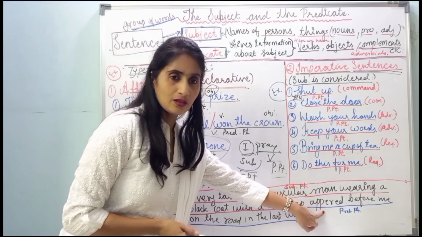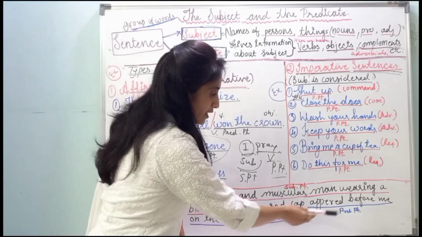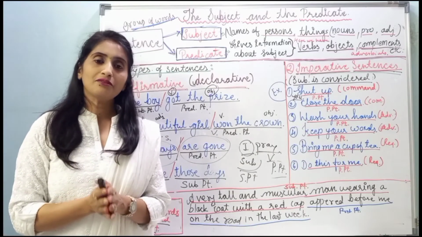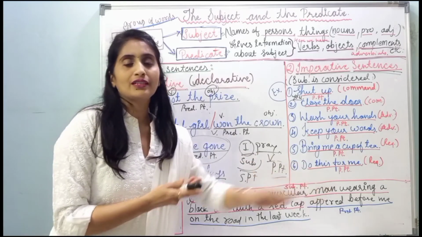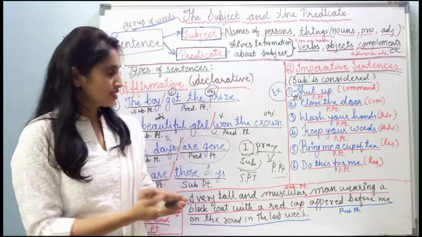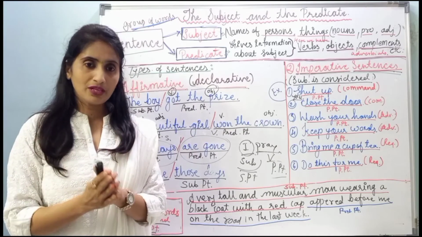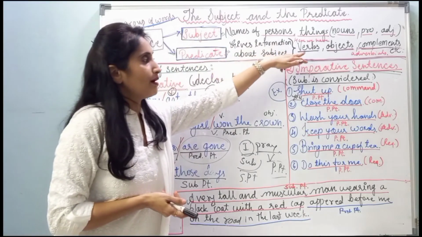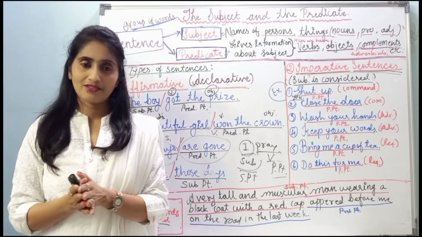Appeared is the verb. Okay. Appeared before me on the road in the last week is the predicate part. So, first of all, identify the subject. And you can easily identify the predicate then. The part of the sentence in which there is the subject, it is the subject part. The part of the sentence which gives you information about the subject is the predicate part. In this predicate part, we have verbs, objects, complements, adverbials, etc.